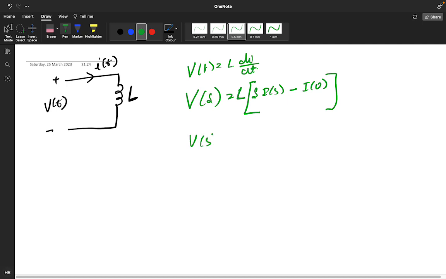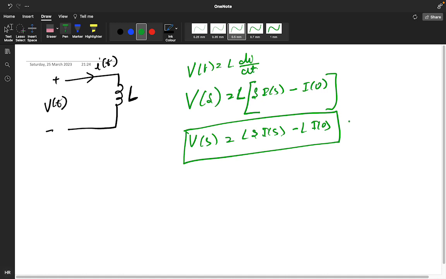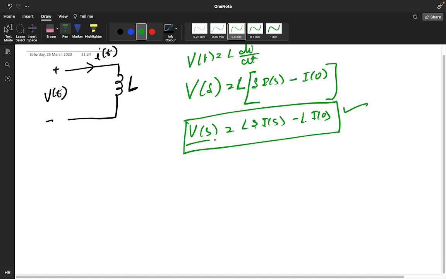So how can we represent this V of s? L s I of s minus L I of 0. You understood? L is multiplied. Now what is this? This is voltage, right? This will also represent voltage only. And voltage cannot be subtracted from current. If you are getting a voltage here, this will be a voltage and this will also be a voltage. Okay, this is also a voltage.